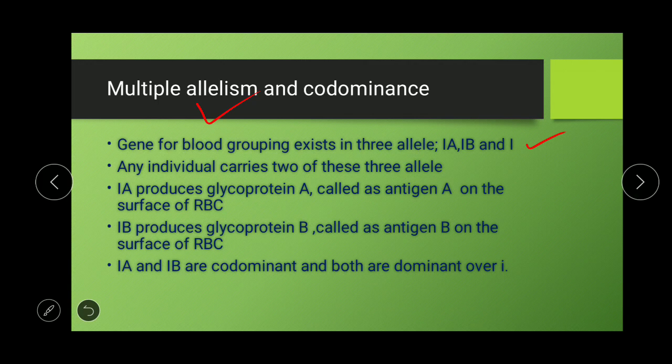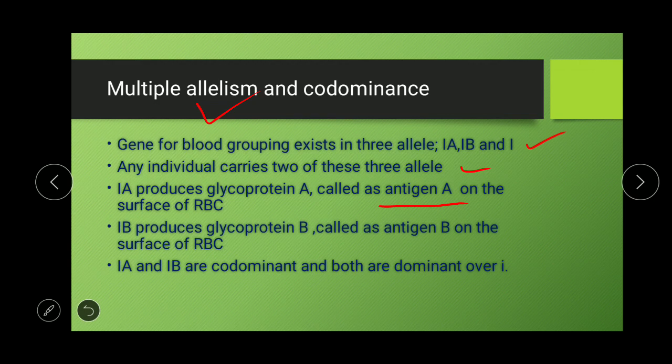As you know, human beings are diploid organisms, and one set of chromosomes we are inheriting from our father and another set of chromosomes we are inheriting from our mother. So any individual can carry two alleles out of the three alleles. So I capital A produces glycoprotein A, that is antigen A, and this is present on the surface of RBC.